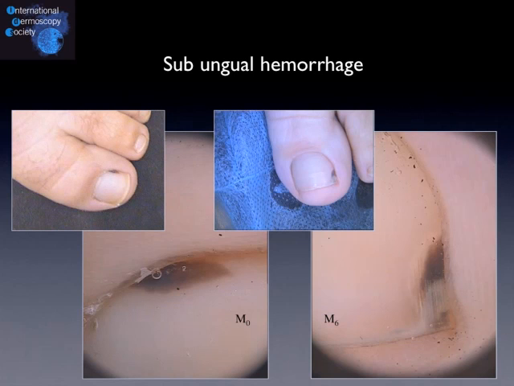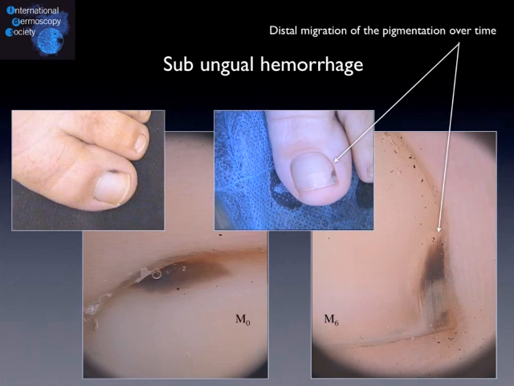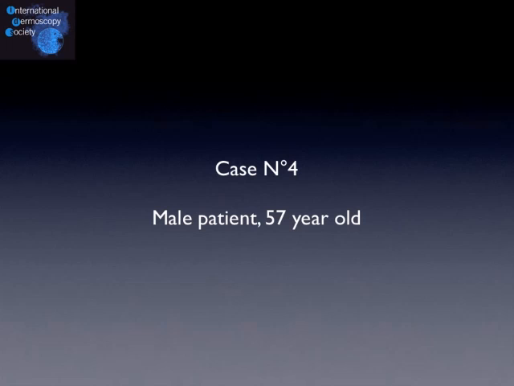And these are the follow-up images after 6 months, and you see that the pigmentation moved towards the distal edge of the nail plate, and that nothing was hidden underneath the bleeding and the dark lesion. So this distal migration of the pigmentation is a good sign. Let's move to case number 4.